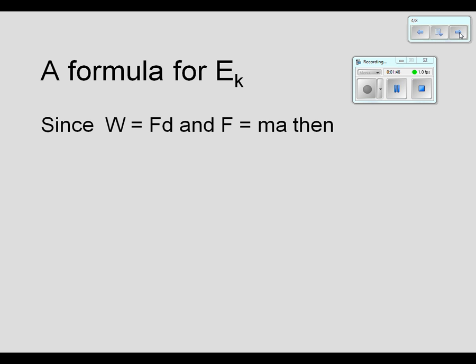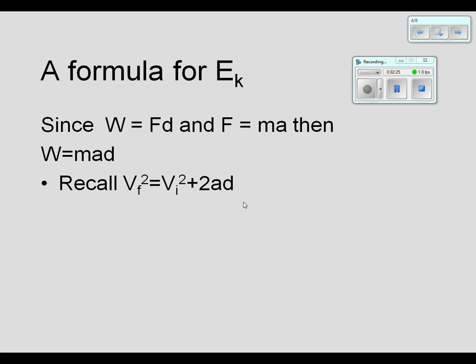Since W equals FD and F equals MA, what'd you say, Lucky? W equals mad. Isn't that an awesome formula? W equals mad. Mass times acceleration times distance. But hold on, there's more. So mass times acceleration times distance. Not really one that we use a whole lot. You may remember from way back when, our old friend VF squared equals VI squared plus 2AD.